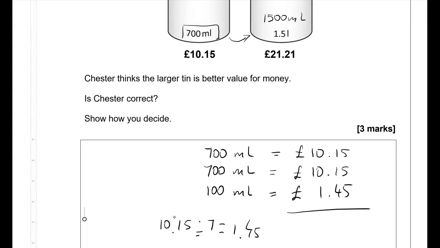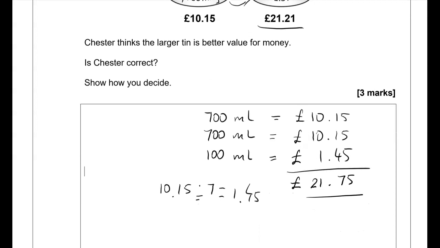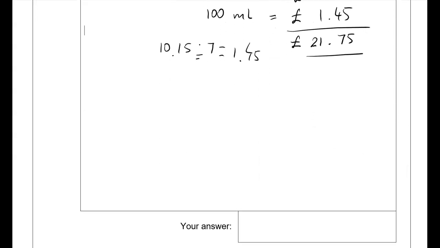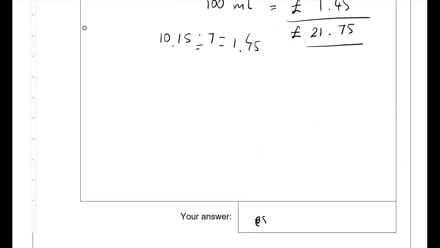So adding all of these together gives us £21 and 75 pence, which is more expensive than £21 and 21 pence. So the larger tin is better value for money. So Chester is correct. So I'm going to say yes, and then put £21 75 pence.